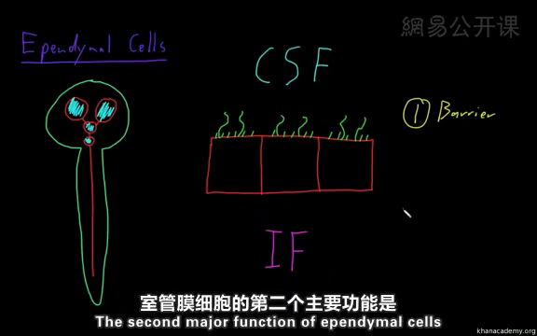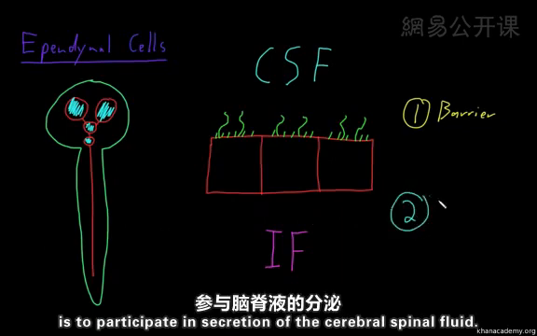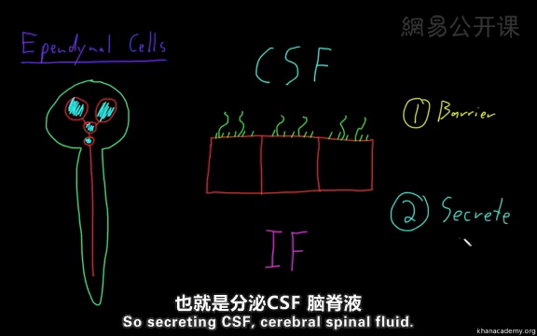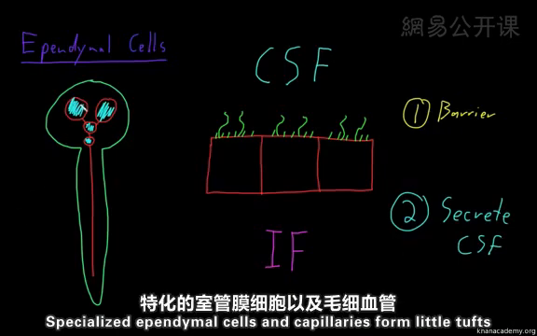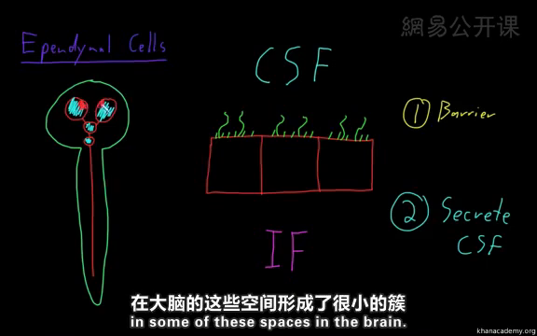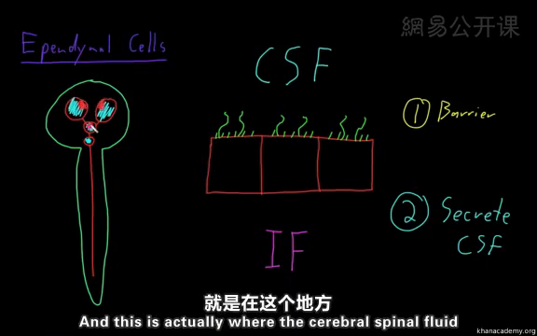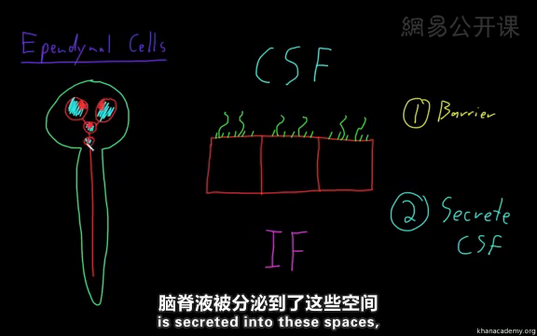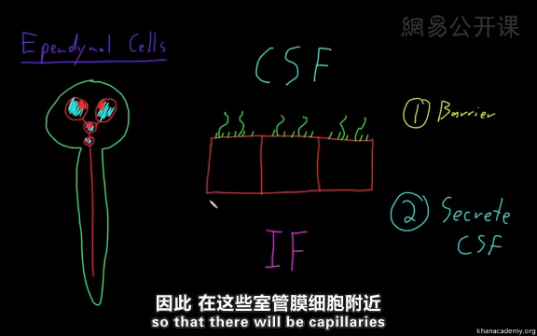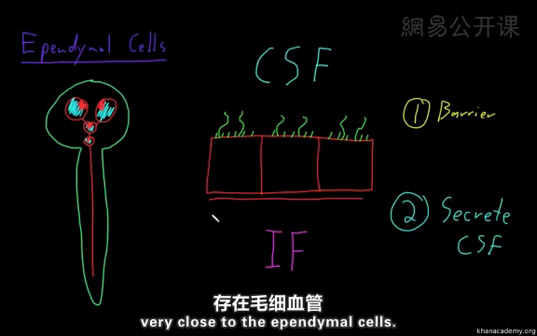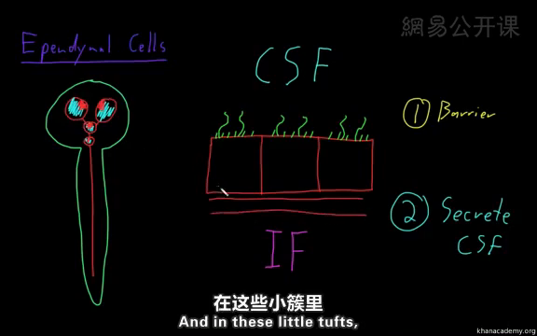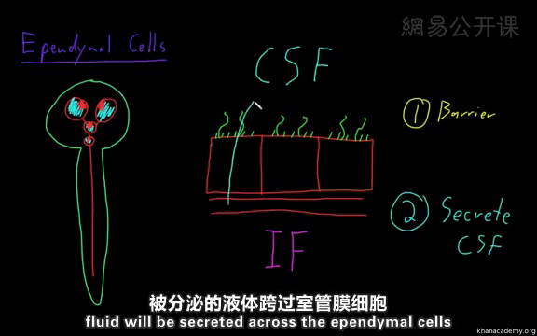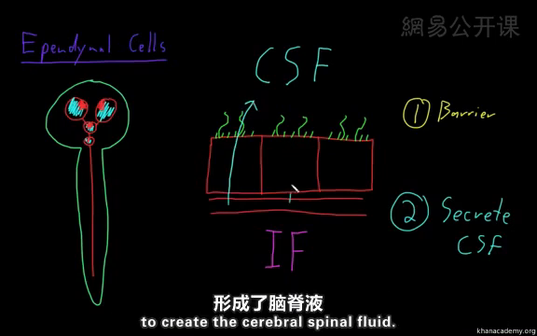The second major function of ependymal cells is to participate in secretion of the cerebrospinal fluid. So secreting CSF, cerebrospinal fluid. Specialized ependymal cells and capillaries form little tufts in some of these spaces in the brain, and this is actually where the cerebrospinal fluid is secreted into these spaces, so that there will be capillaries very close to the ependymal cells, and in these little tufts fluid will be secreted across the ependymal cells to create the cerebrospinal fluid.